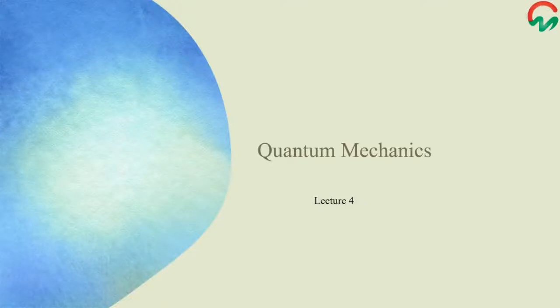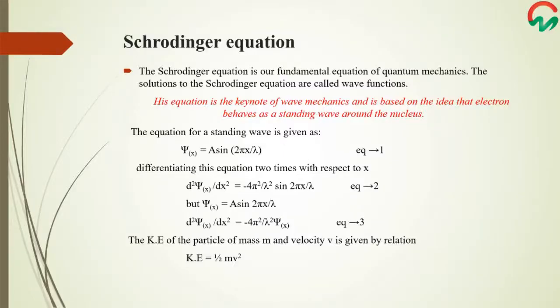In this lecture, we are going to discuss important concepts of quantum mechanics like the Schrodinger wave equation and also the concept of operators. In order to provide sense and meaning to the probability approach, Schrodinger derived an equation which was known after his name as Schrodinger's wave equation. This equation is a keynote of wave mechanics and is based on the idea that the electron behaves as a standing wave around the nucleus.